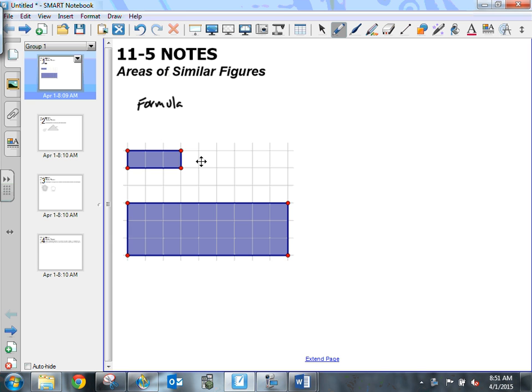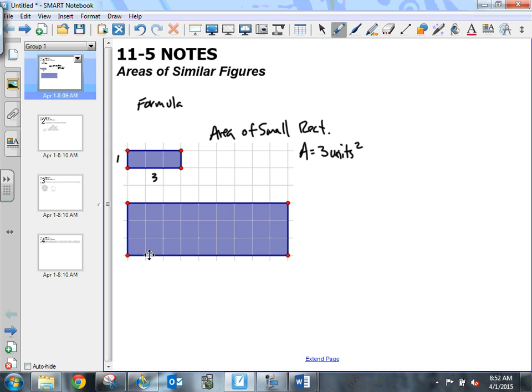So the first thing I want to do is find the area of this rectangle. But before I do that, I know that this is a 1 by 3 rectangle. Okay, so the area of my small rectangle is going to be an area of 3 units squared.